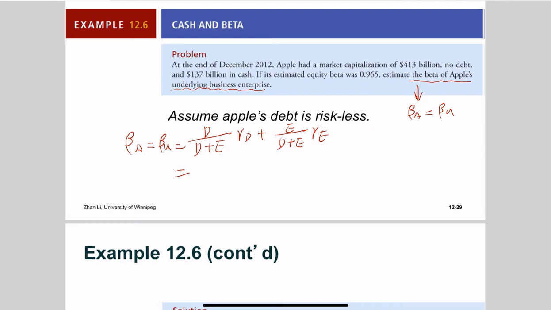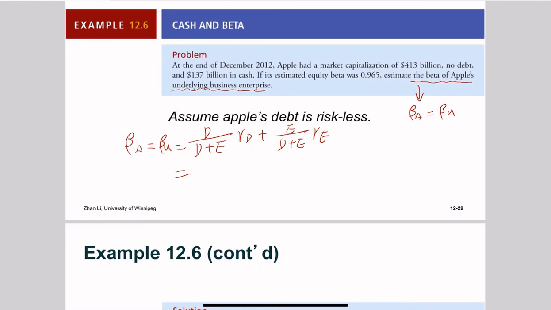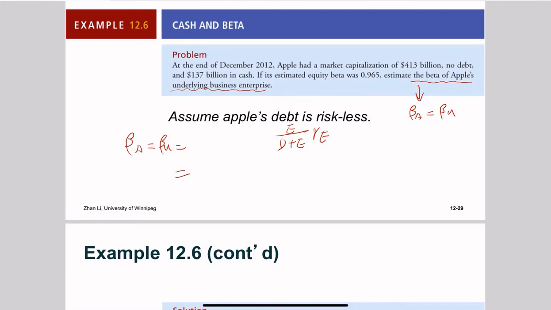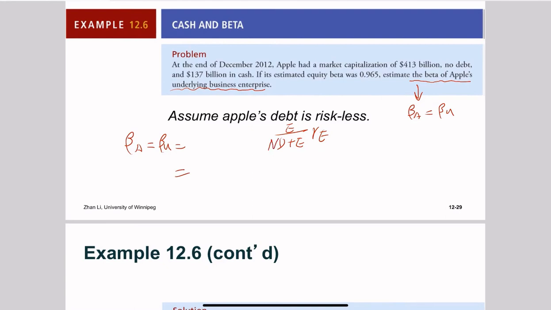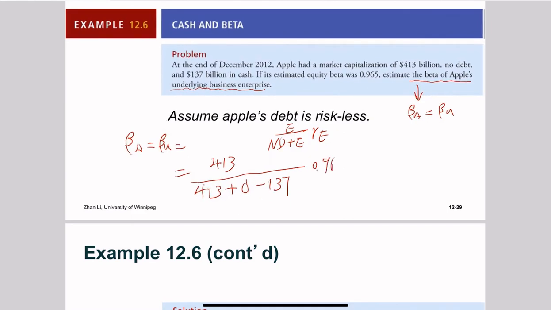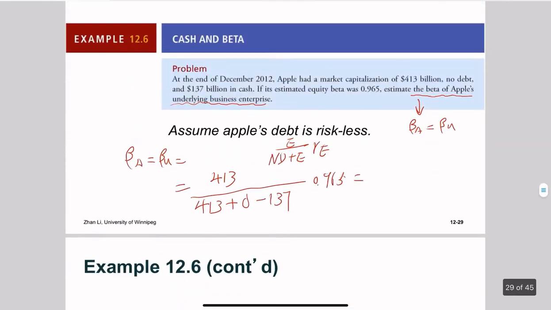Now, what you can see here is Apple has no debt, so we could basically remove this term. And Apple has cash, so we should use net debt here. Okay, now let's input these values. The value of equity is 413, and net debt is given by 0 minus 137. Again, net debt equals debt minus cash. The debt is obviously 0 here. And times its beta, which is 0.965. So this gives us 1.444.